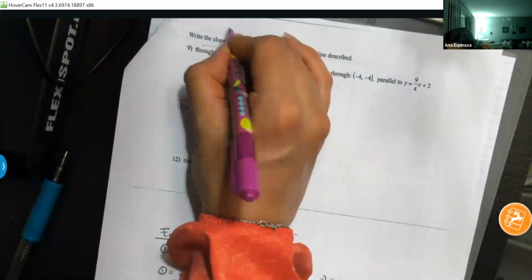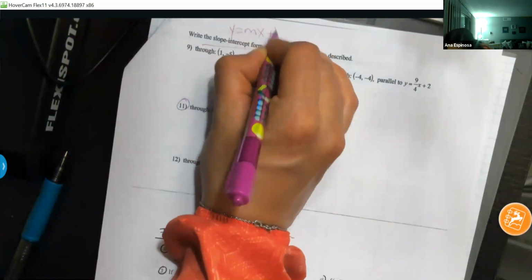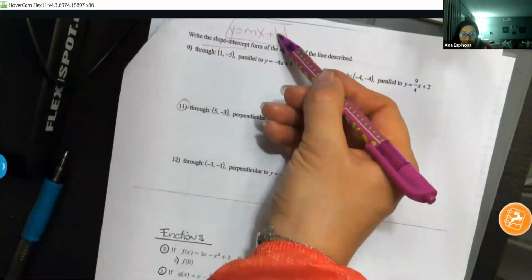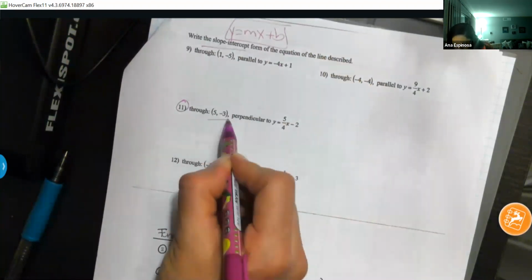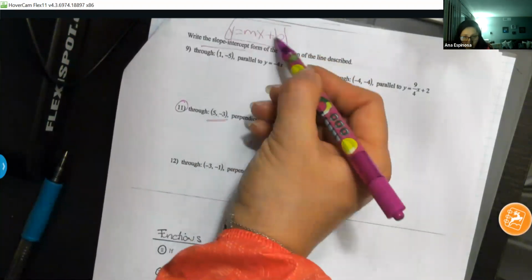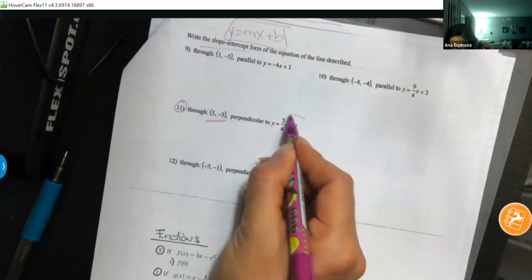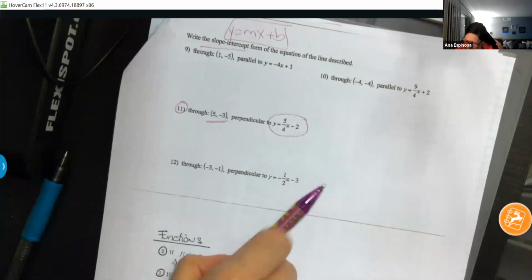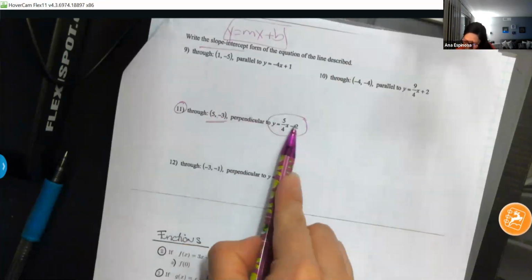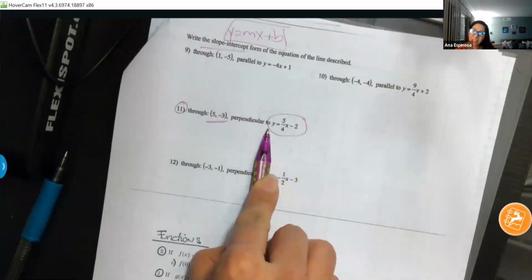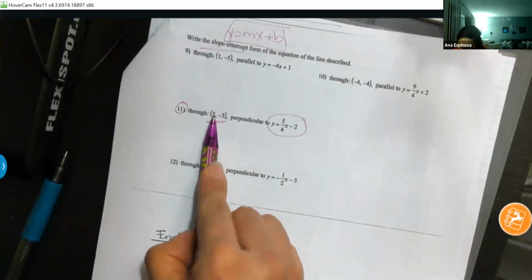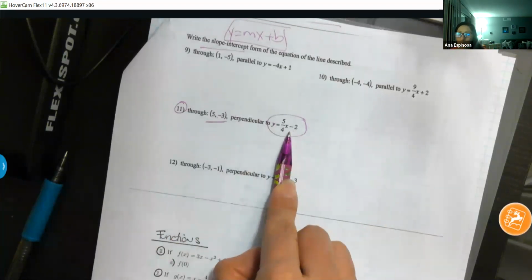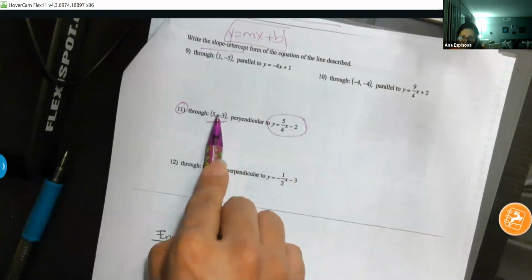Okay, so I want to find the equation in y equals mx plus b of a line that goes through this point. So basically this point has to be contained somewhere in there, but it's perpendicular to this line. Okay, now make sure that you don't do the following. If you take these two values and you plug them into x and y, you're basically testing if this point is on this line, which is not going to be correct. Okay, so this is a separate line from this one.